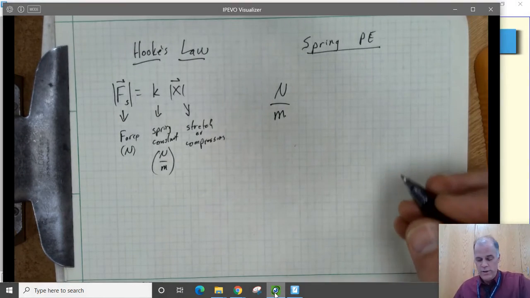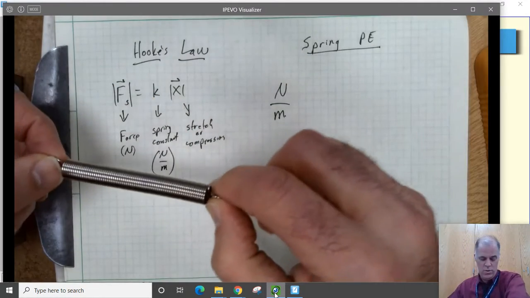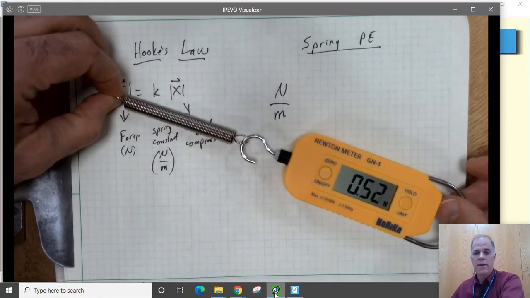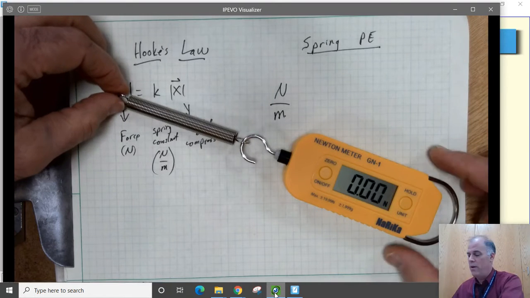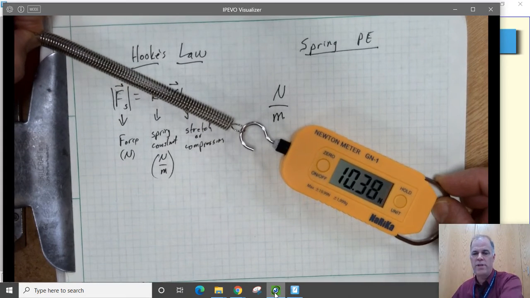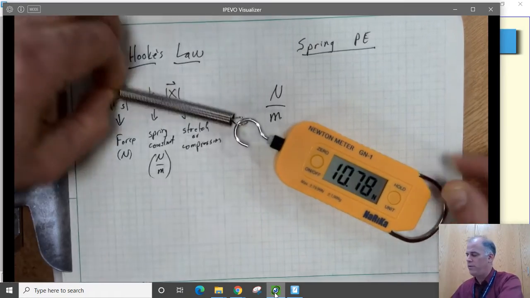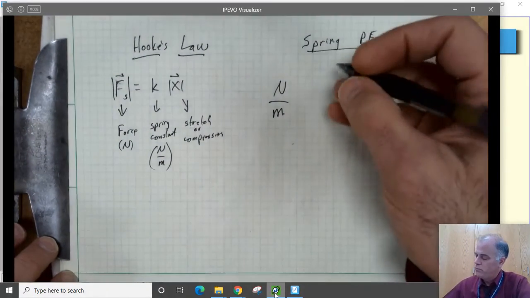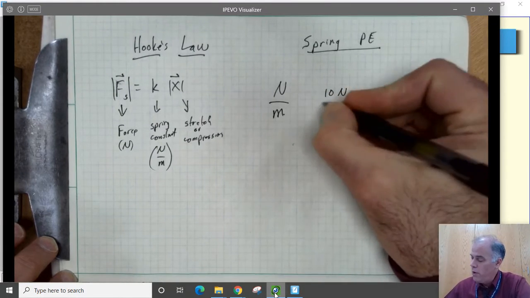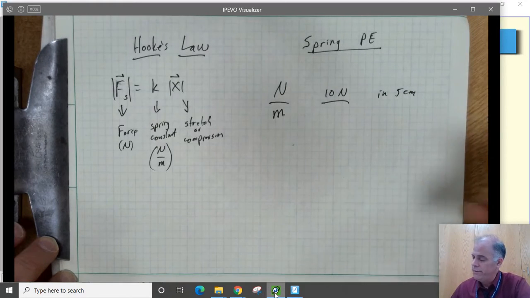Okay, so for example, if I stretch this thing, let's go with 5 centimeters. That's probably a fairly reasonable amount here. It's roughly 0 right now. And if I pull it about 5 centimeters, well, it's a little bit more than that, but let's pretend it goes up to 10 newtons, okay? Well, actually, that's about right. That's about 5 centimeters. So we got 10 newtons of force when I stretch the thing 5 centimeters.